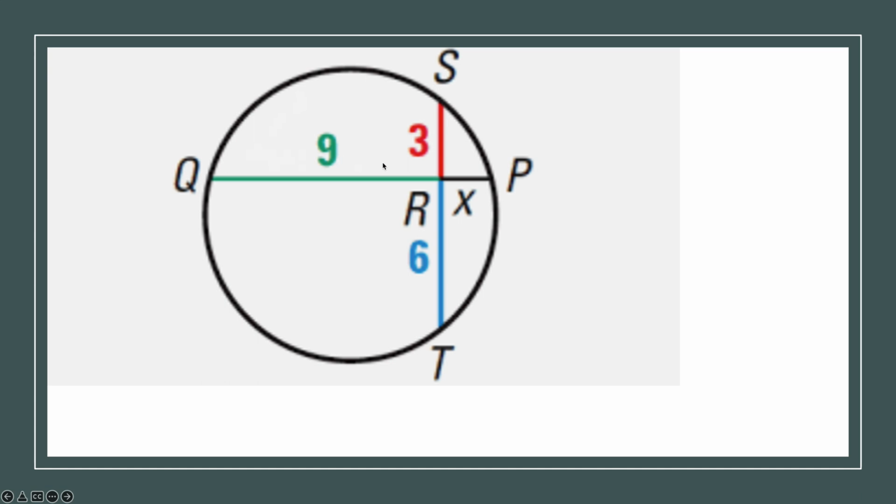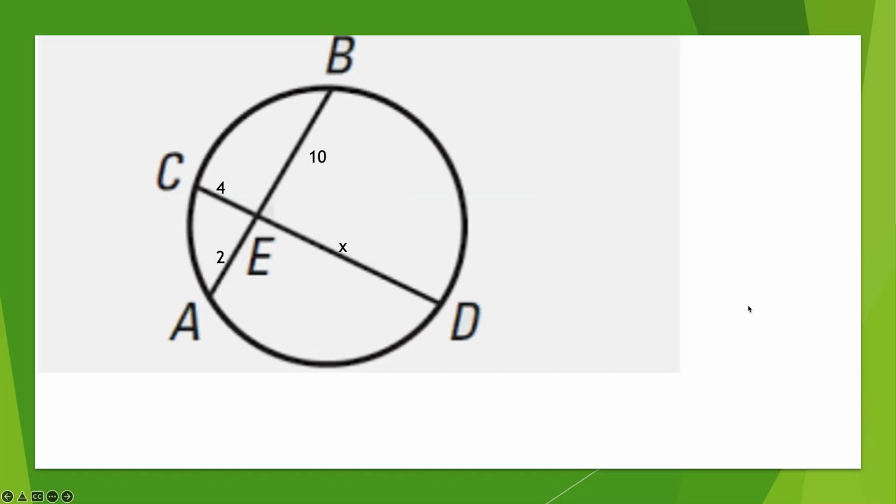This times this, QR times X, because that's one chord, is going to equal 3 times 6. So those are the pieces of the other chord. So the pieces of one chord multiplied, 9 times X, is going to equal the pieces of the other chord multiplied, 3 times 6. So 9x is 18, dividing by 9, x is 2. It literally is that simple. Your turn.